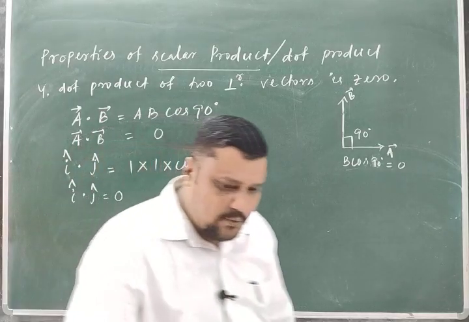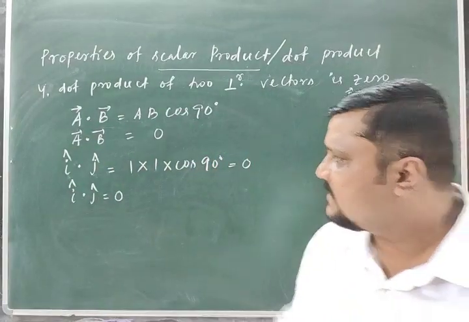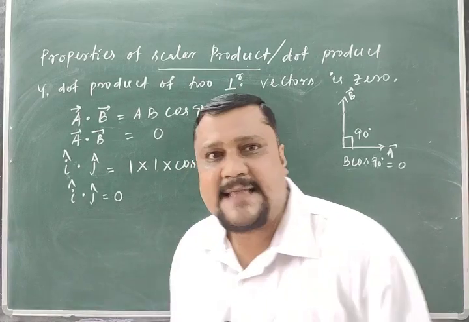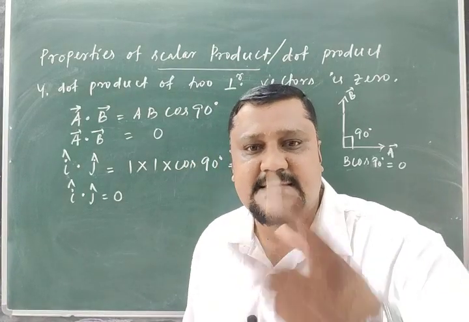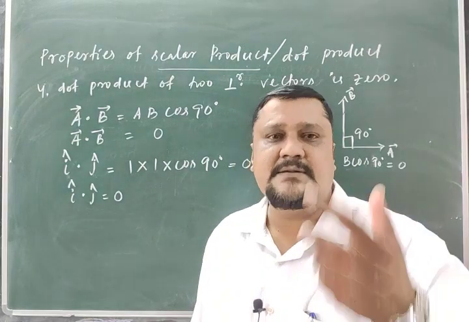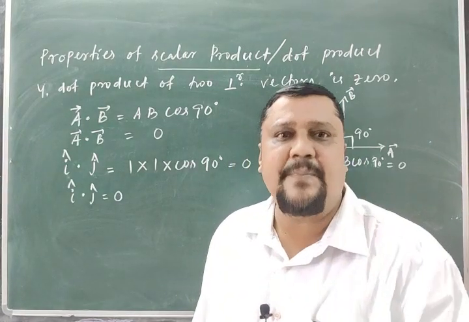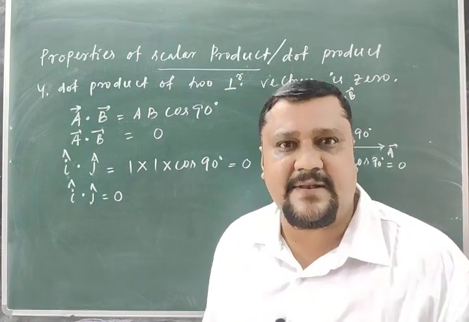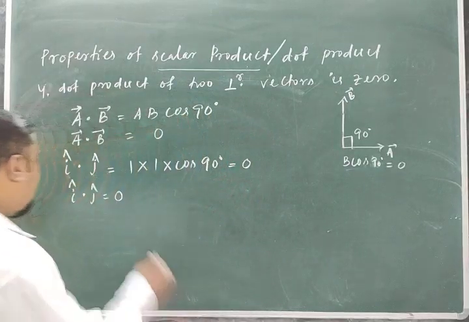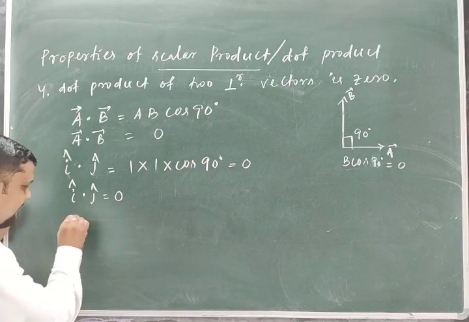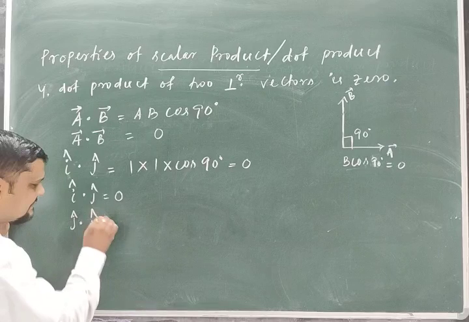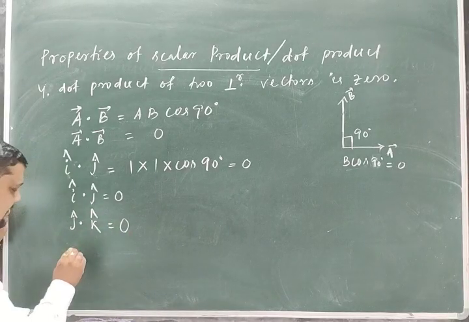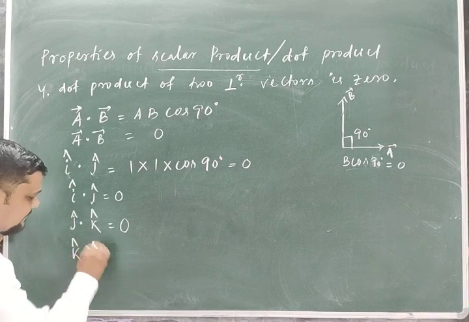Means the dot product of two rectangular unit vectors is 0. As you know, i cap, j cap, k cap, these three unit vectors are mutually perpendicular to each other and they are considered along the x-axis, y-axis, z-axis respectively. So according to that, I can write i cap dot j cap is 0. Then if I do j cap dot k cap, similarly, the angle between them is 90. So the result will be 0. Similarly, k cap dot i cap is 0.